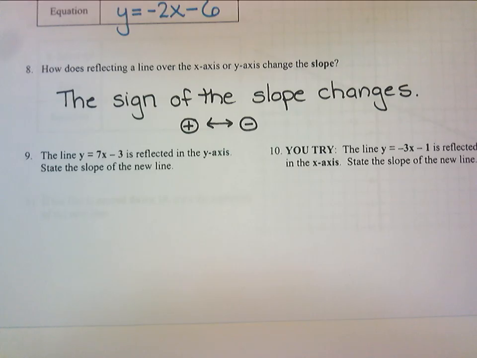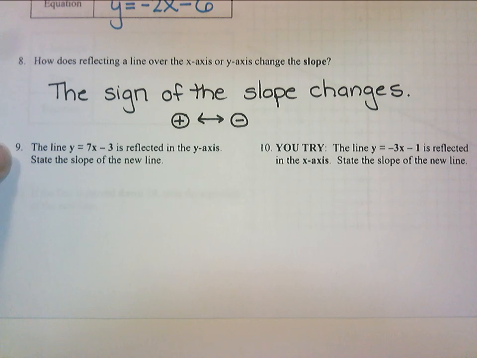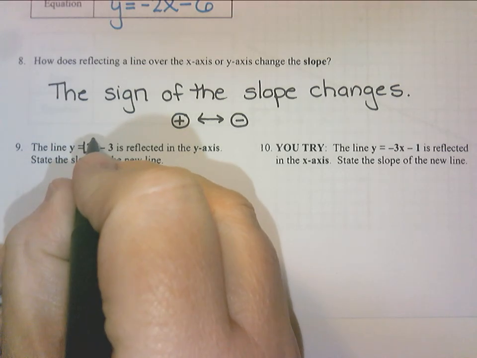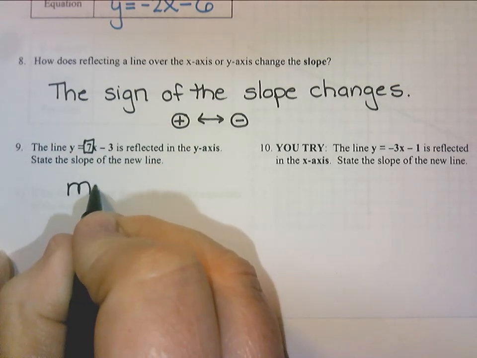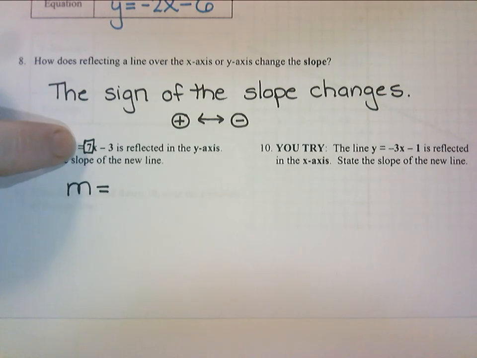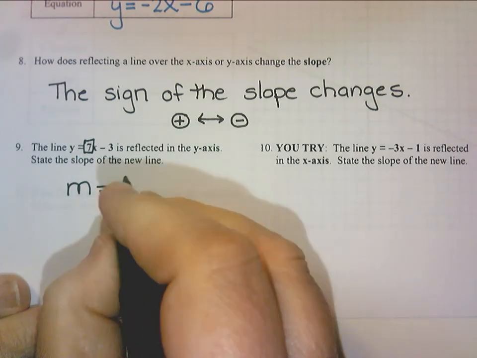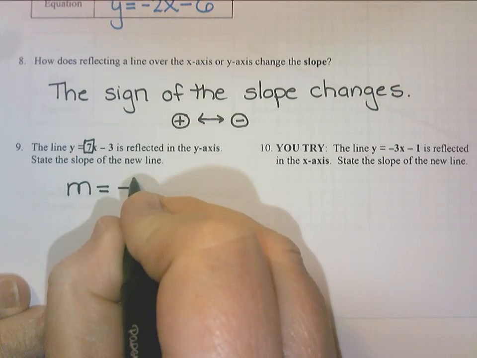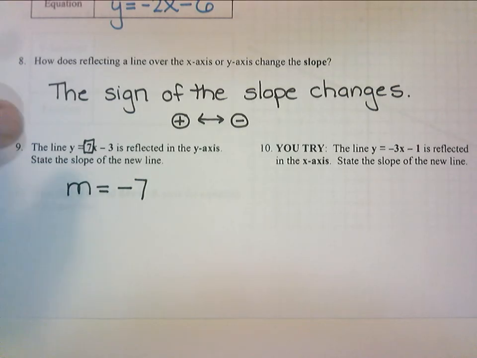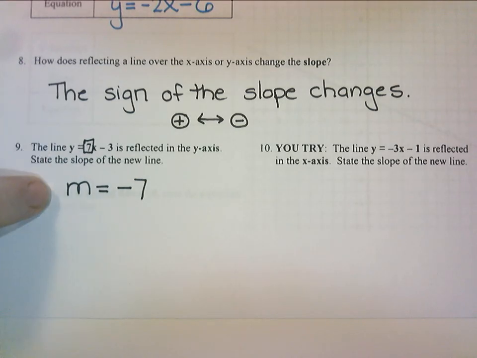So we are going to take a look at one more question together. It says the line y equals 7x minus 3 is reflected in the y-axis. State the slope of the new line. So the current slope is the one with the x, so it's 7. So my new slope should have the opposite sign. So if this is +7, then my new slope should be -7. If my slope is 7, then my new slope is going to be -7.